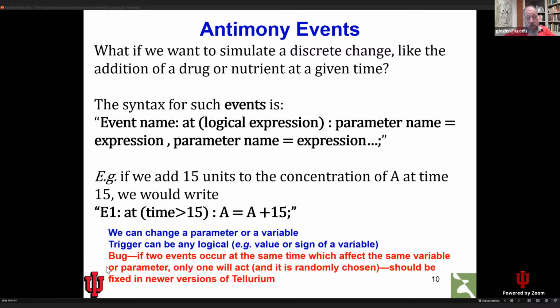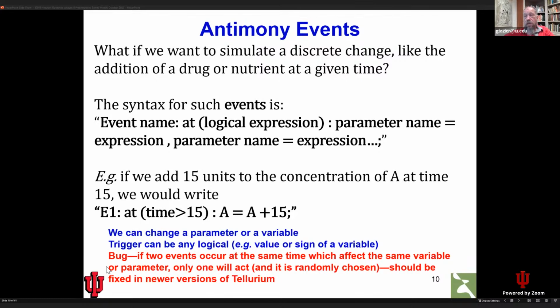As usual, you don't actually have to name it, but it can be useful to have a name. So you say event name, colon, and then at, and then a logical expression, something that's either true or false, and then a colon, and then what you want to have happen if that logical expression is true. And usually we change a parameter or variable. And you can have multiple ones in the same line separated by commas.